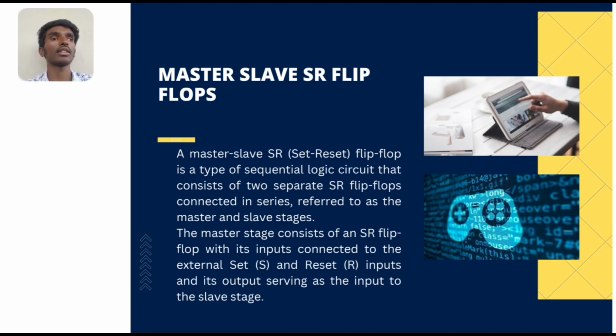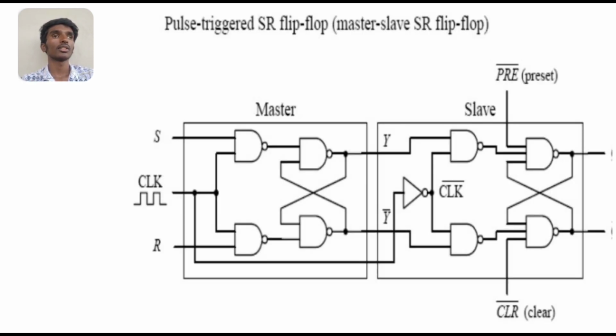The master stage consists of an SR flip flop with its inputs connected to the external set S and reset R inputs, and its output serving as the input to the slave stage. In the pulse triggered SR flip flop graphical representation, there are 4 NAND gates in the master and 4 NAND gates in the slave flip flop, and the clock is connected through an inverter to the slave flip flop.